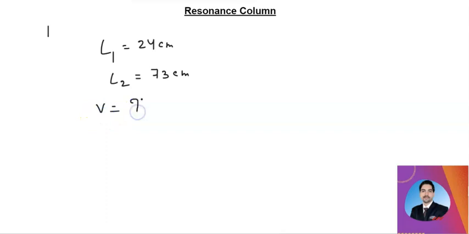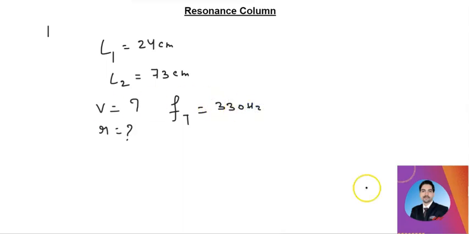We need to calculate C, the velocity of speed of sound, and the radius of pipe. You need to calculate R also. What is R? And assuming the frequency of tuning fork, it is mentioned in the problem that frequency of tuning fork is 330 Hz.